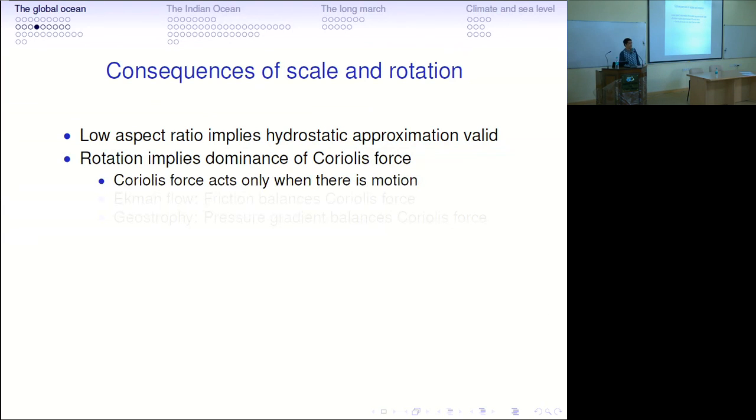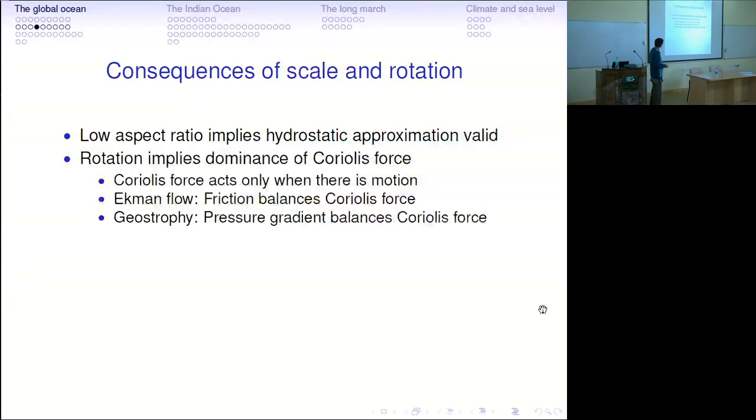Coriolis force is a funny kind of force. It acts only when there is motion. So if this parcel moves, Coriolis force acts. If it ceases to move, Coriolis force goes out. It leads to two kinds of balances that we look at. One is called Ekman flow, where friction balances Coriolis force, and the other is geostrophy, where pressure gradient balances Coriolis.